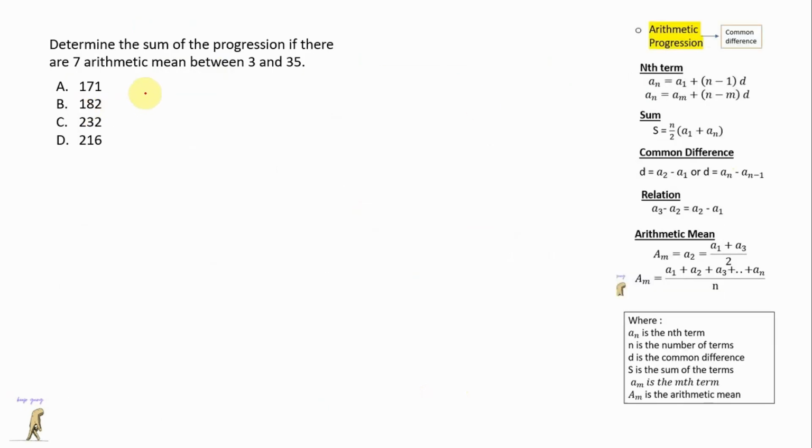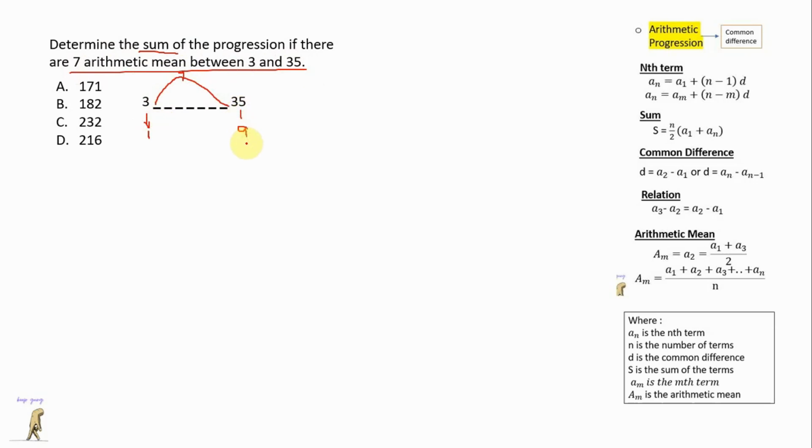You can see we have an arithmetic progression problem here. We just need to determine the sum of the progression given what we have. It says in between 3 and 35, there are 7 arithmetic means. As we can see, it is in between here. These are the 7 terms, 2, 3, 4, 5, 6, 7, 8. These terms are the 7 arithmetic means. And the 3 here is our first term, and this is our last term, which is the 9th term, right?